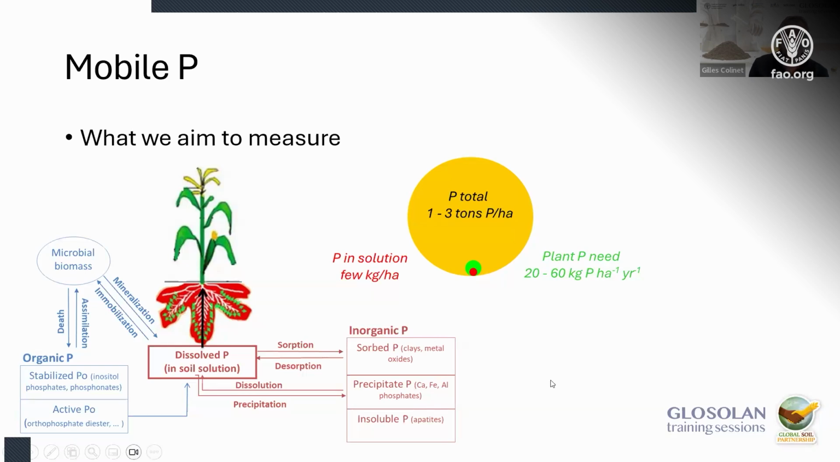Probably in Ukraine, in Chernozems and so on, the organic phosphorus should be very high too. We did not make the fractionation scheme on that. It might be interesting to see.